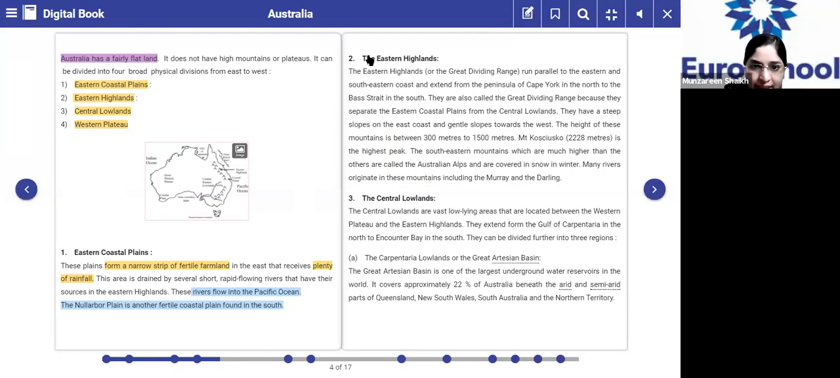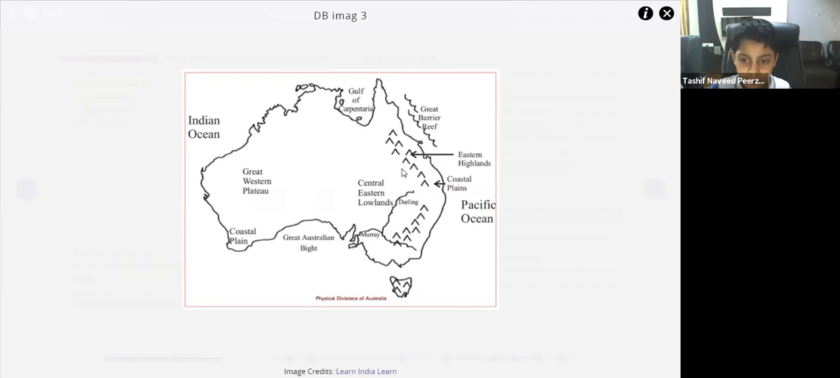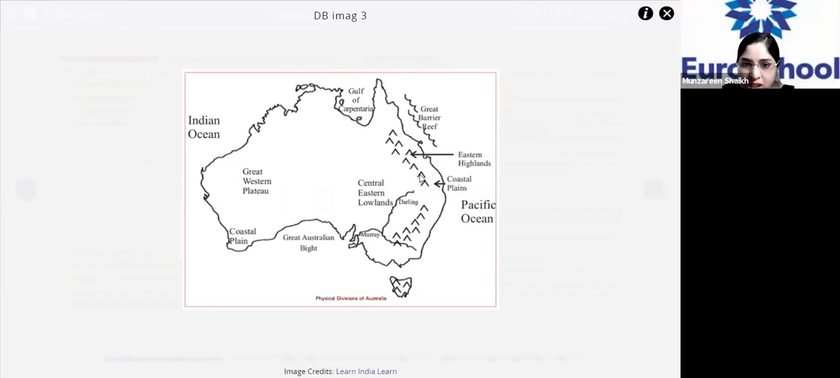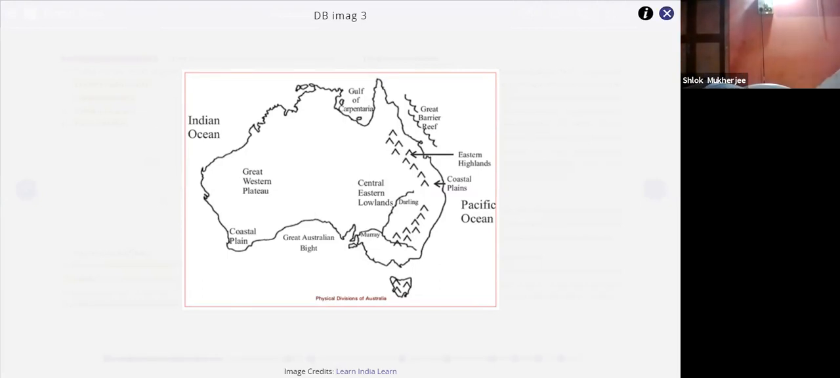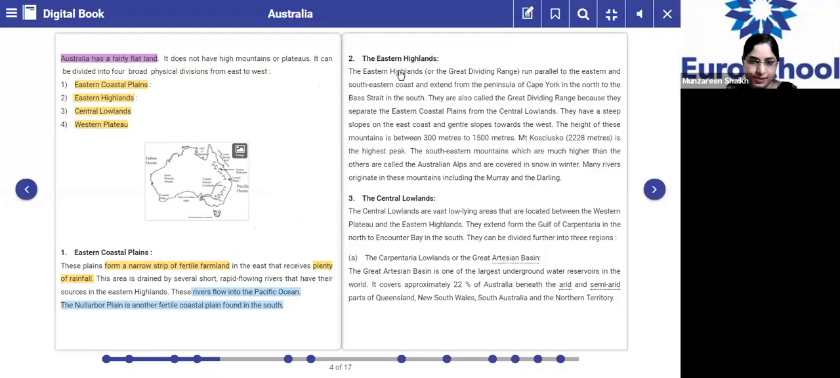Okay, now let us see the eastern highlands. Can you just show where the eastern highlands are on the map for 2 minutes, please? Let us see the location first, and then we will read. Can you see the eastern highlands? Yes, ma'am. It is just above the coastal plains. All right. Now let us study in more detail about the eastern highlands.